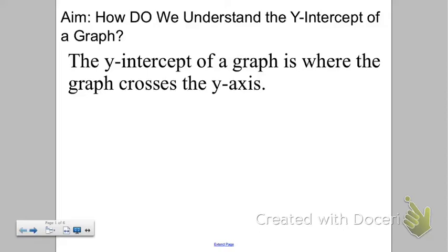Today's lesson is on how do we understand the y-intercept of a graph. The y-intercept of a graph is where the graph crosses the y-axis. Take a second to copy that down.